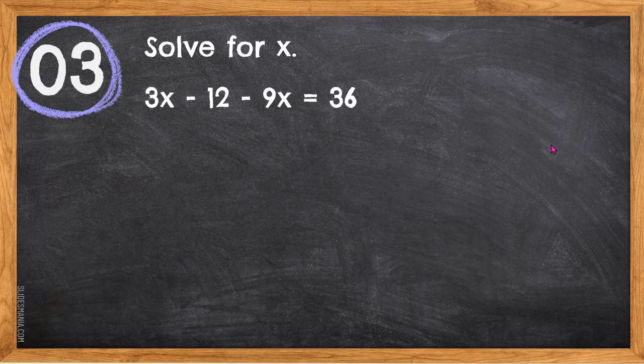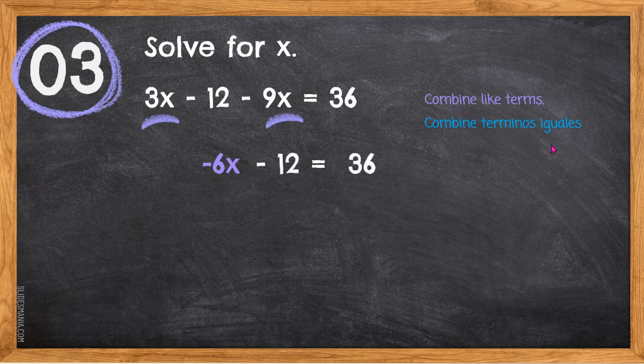Example 3. We need to combine like terms. Cuando combinas términos iguales, tienes 3x y menos 9x. We get negative 6x. Tenemos negativo 6x. Bring down the rest of your question. Trae el menos 12 igual a 36.